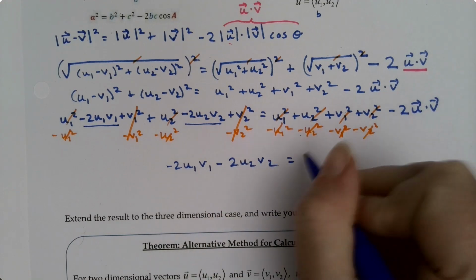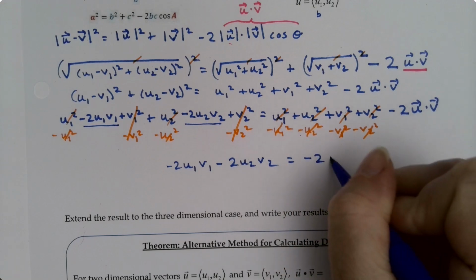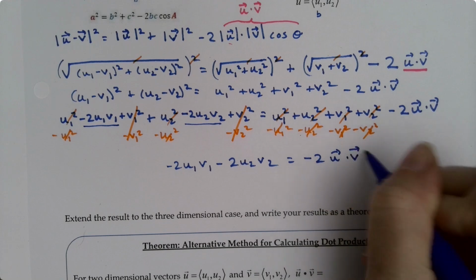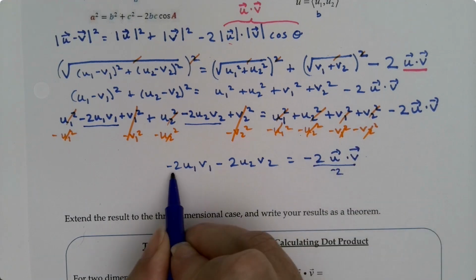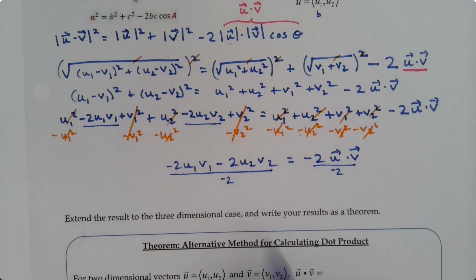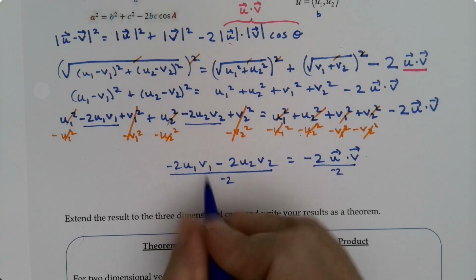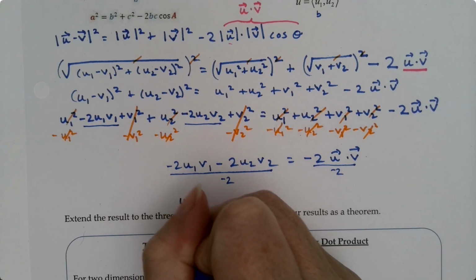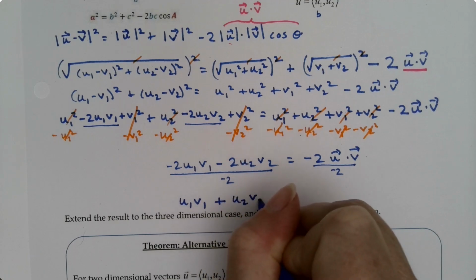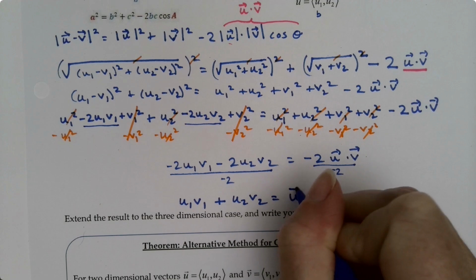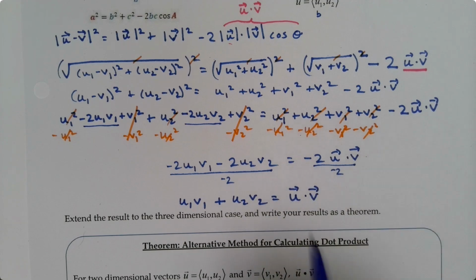And that's equal to negative 2 and the dot product of u and v. So if I want to solve for this, I just want to divide by negative 2. And if I do it over there, I have to do it over here. The negative 2 cancels with both of those, and you're left with u1v1 plus u2v2 is equal to the dot product of u and v.